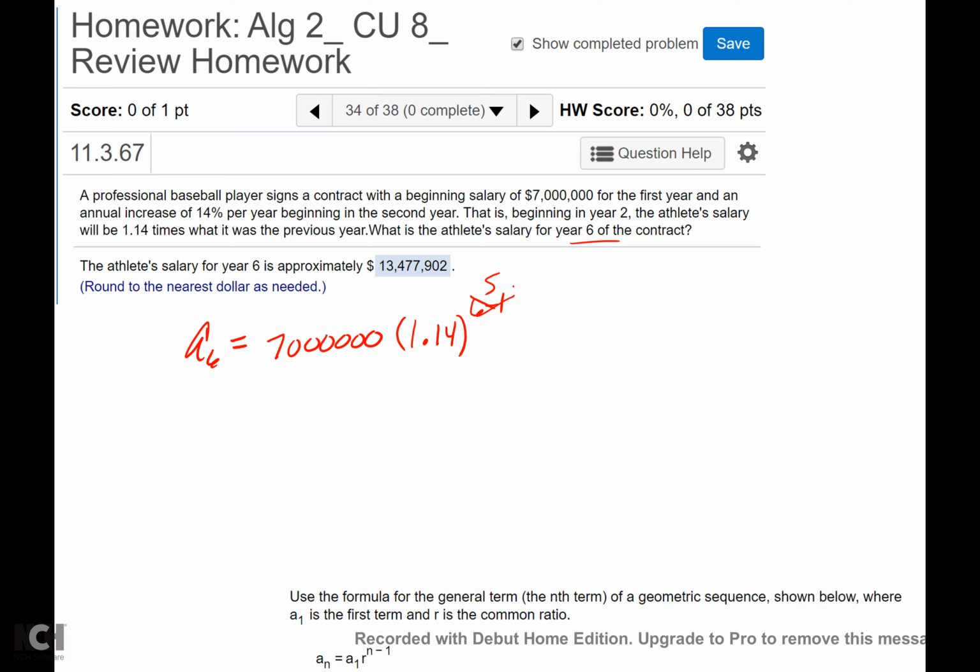So if I do 7, 1, 2, 3, 4, 5, 6 zeros times 1.14 caret 5, I get 13,477,902.08, but it's rounded to the nearest dollar, so they cut it off there. His 6th year salary will be 13 million freaking dollars. That's insane.